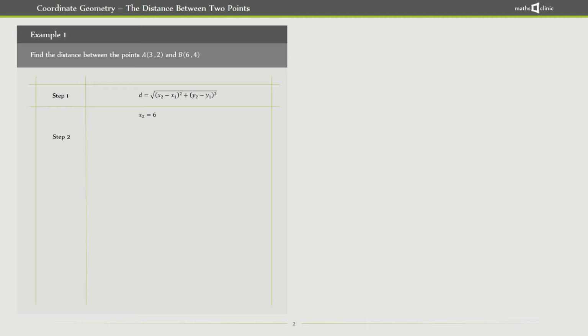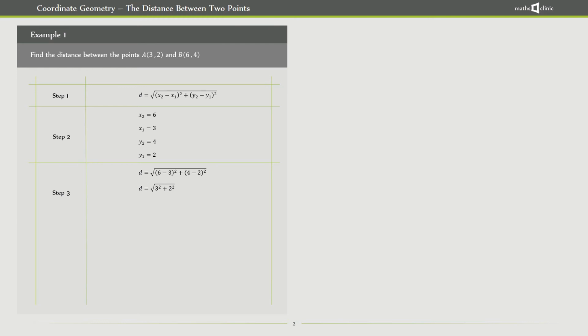So let's go ahead and do that. We have x2, x2 is 6, and our x1 is 3. Then we have y2 as 4, and y1 as 2. Just after that, we need to put those values into our formula, and what we have is d equals the square root of (6 minus 3) all squared plus (4 minus 2) all squared.